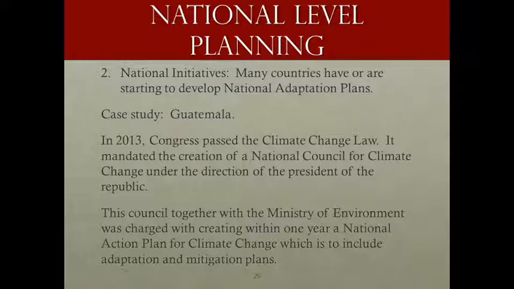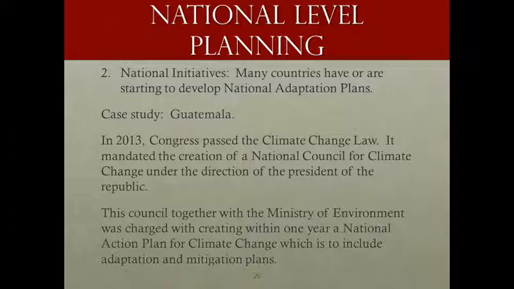Well, the law mandates that the council should head that process. But the law also recognizes that the Ministry of Environment is the head ministry that deals with climate change. And so it mandates both the Ministry of Environment and the council to work together to create that plan. The law stated that the country had 1 year to create the plan.